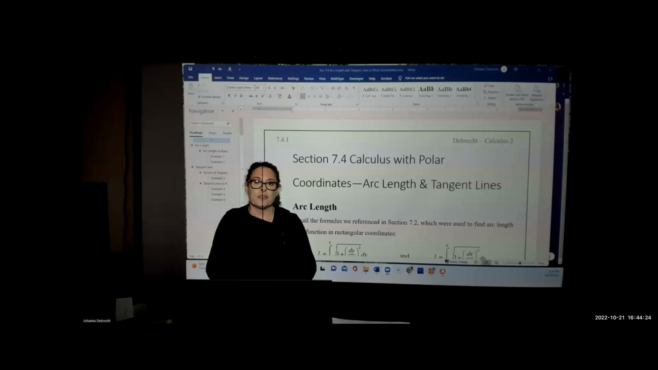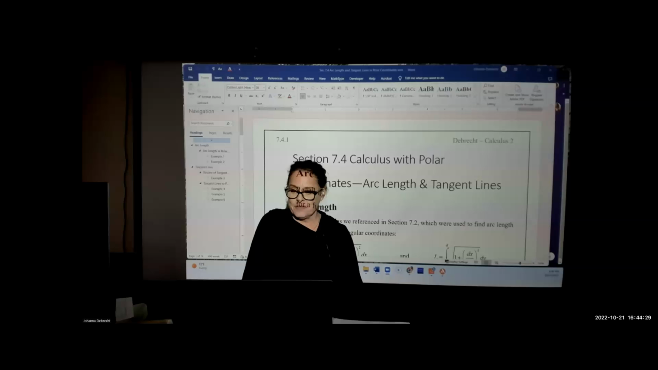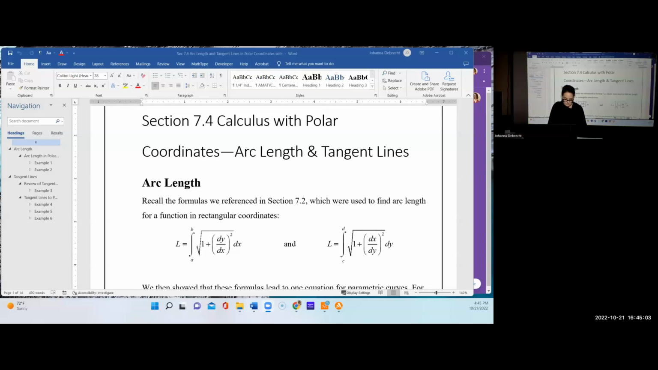I'll share my screen with you so you can see the notes. So again, we're going to be taking a look first at arc length. So we're talking about how long it is along a particular curve from some angle measure to some secondary angle measure. Now, we talked about arc length before in section 7.2 when we were looking at parametric equations. So let's remind ourselves of what arc length is and what it looks like.